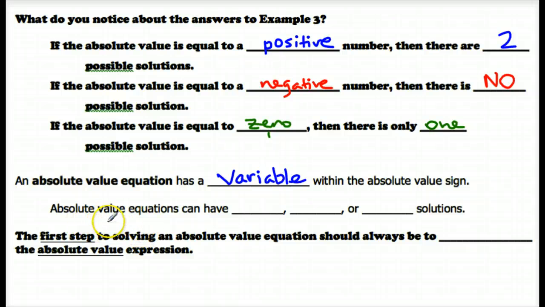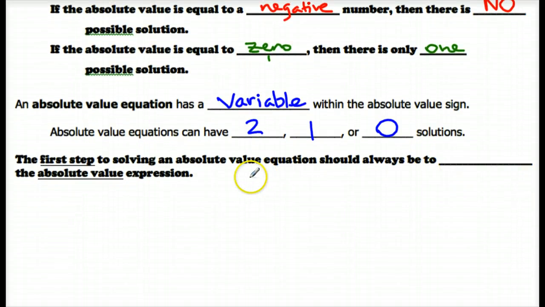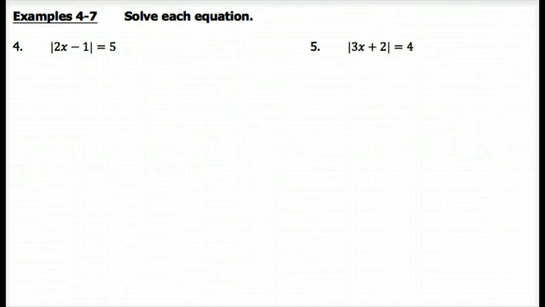And absolute value equations can have either two solutions, one solution, or 0 solutions. They can have 2 answers, 1 answer, or they can be a no solution. The first step to solving an absolute value equation is always going to be to isolate the absolute value bars. Isolate the absolute value expression, and that's what we're going to practice in the last half of this video with examples 4 through 7. So this is how we solve absolute value equations.